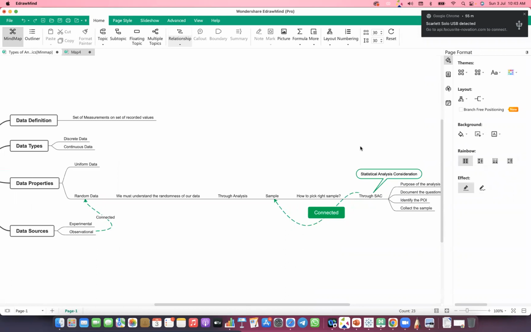Why analyze uniform data, Vamsi? It's already uniform, right? What is the need of analyzing it? The simple example is, do we analyze a milk packet? When uniform data is converted into random, then you analyze it.